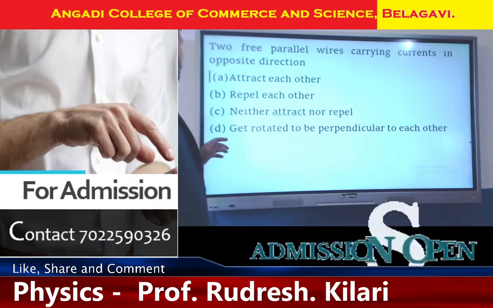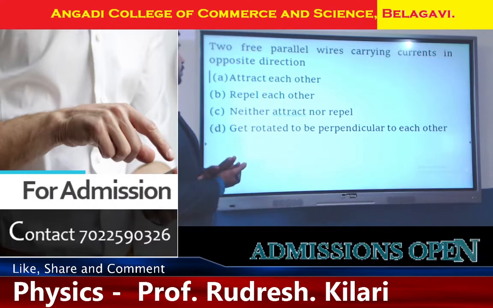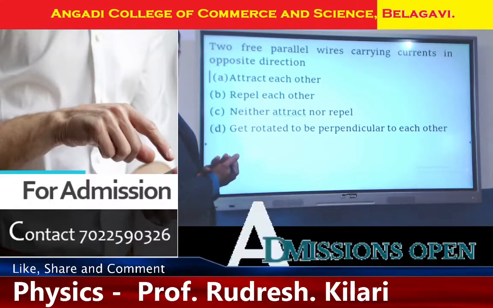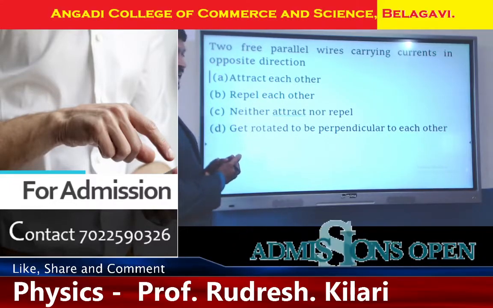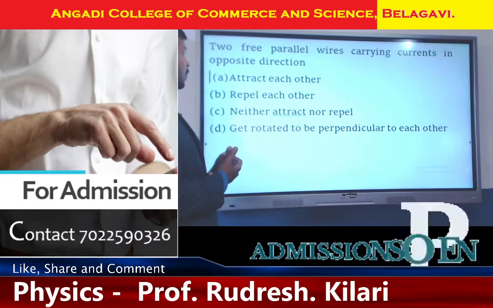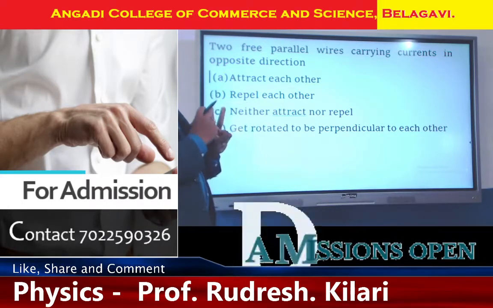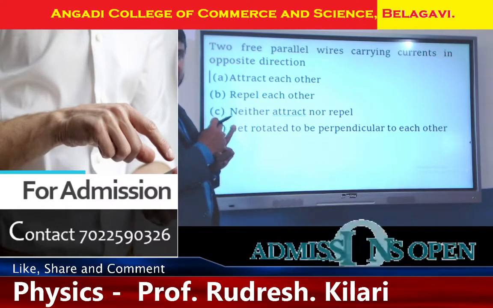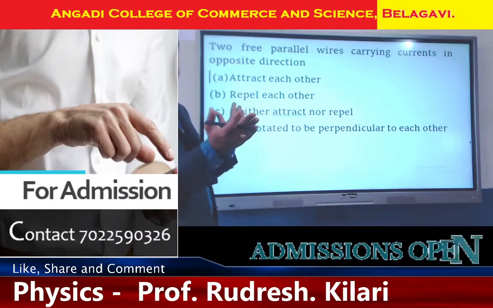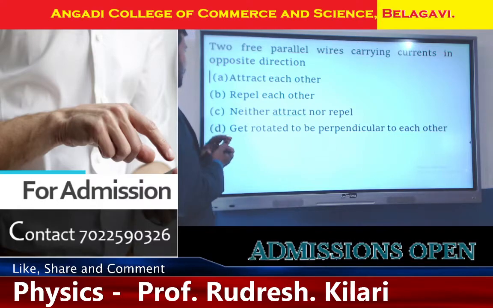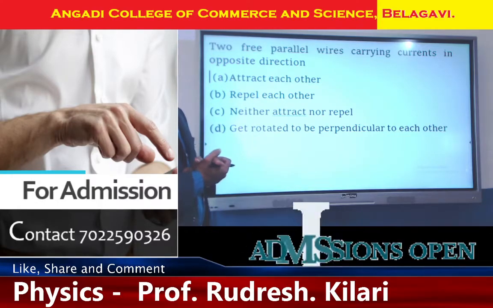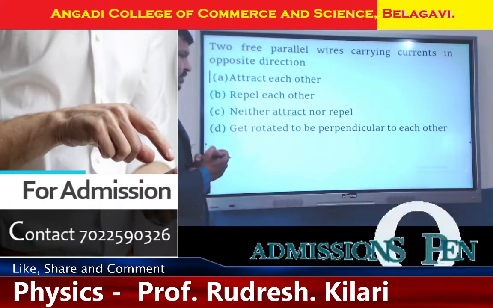Next one. Two free parallel wires carrying current in opposite direction. I told you, if current flows in opposite directions, those two will get attracted. If the same direction, those two will get repelled. What is the answer here? Answer is E. Those two will get attracted.